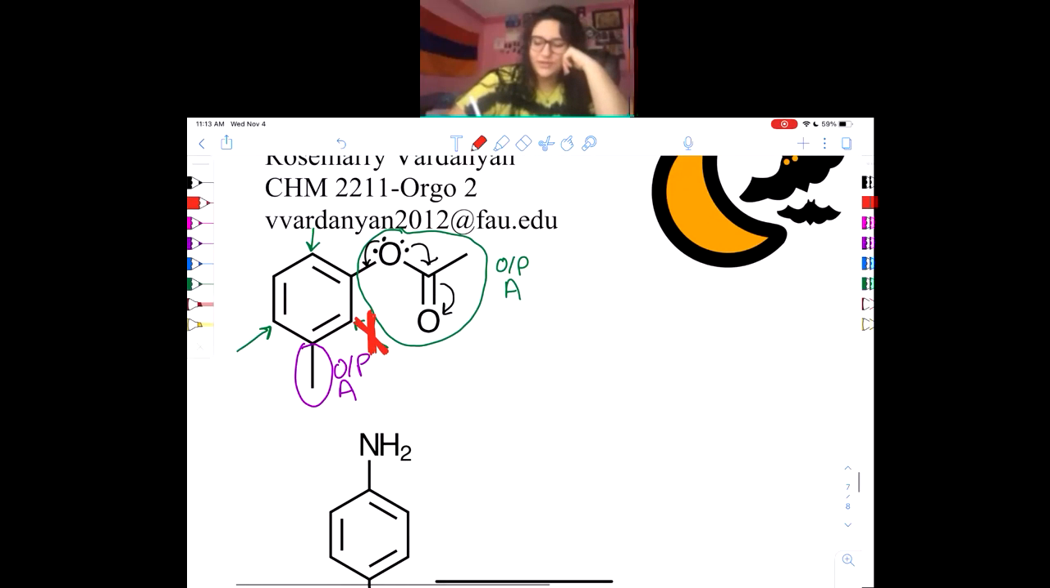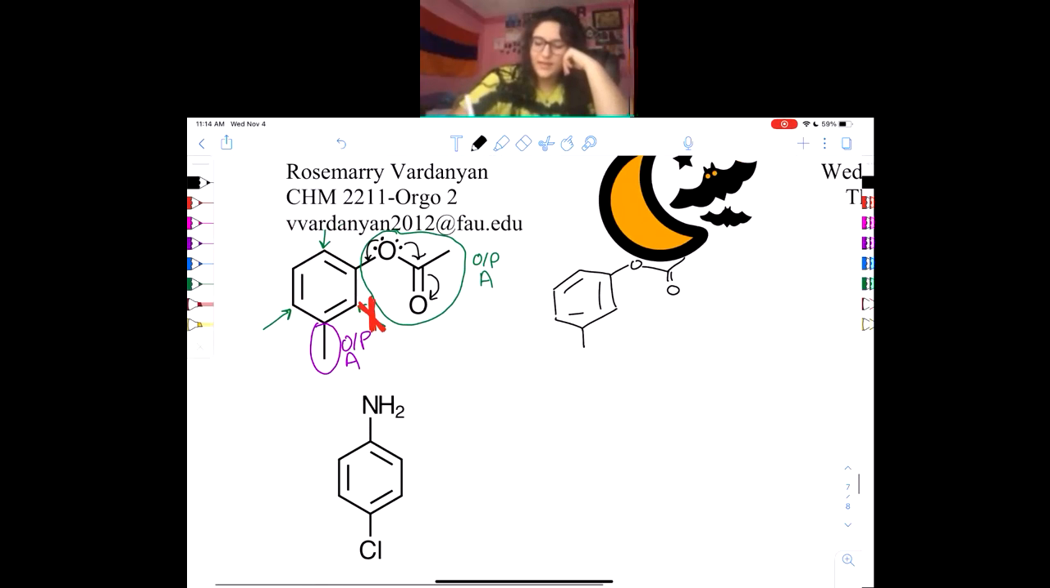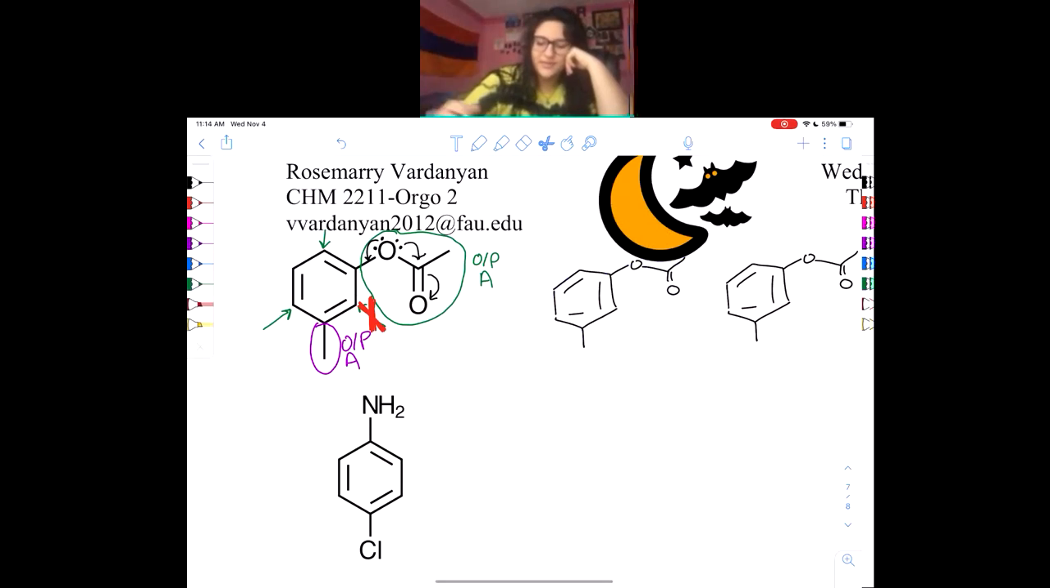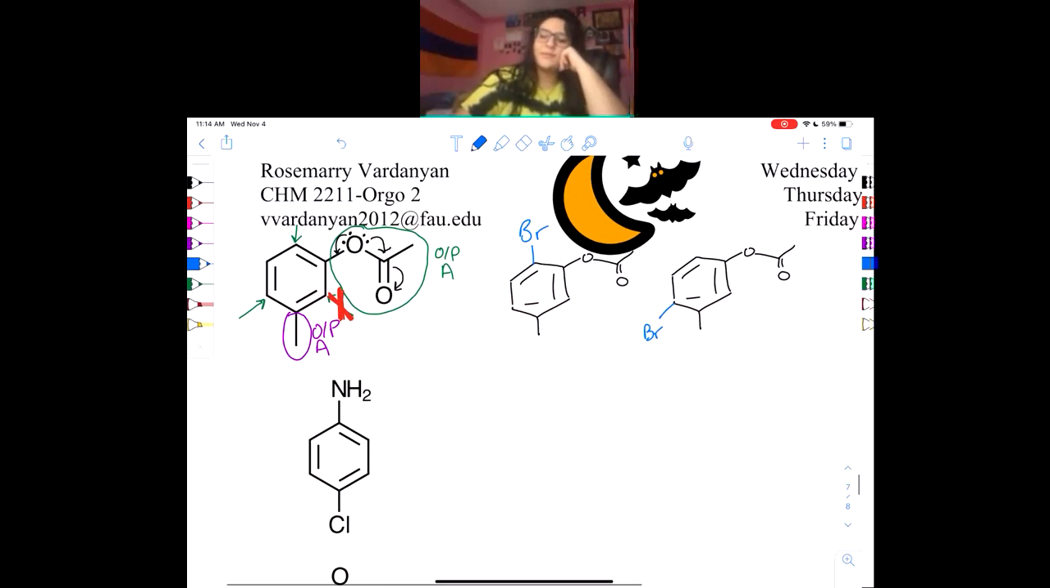Okay, so we will have 2 final products. That was so ugly. We have these two substituents. And according to our directing group, we have two options. So we can either add the bromine here, or we can add it here. And both of them are equally as likely, approximately.